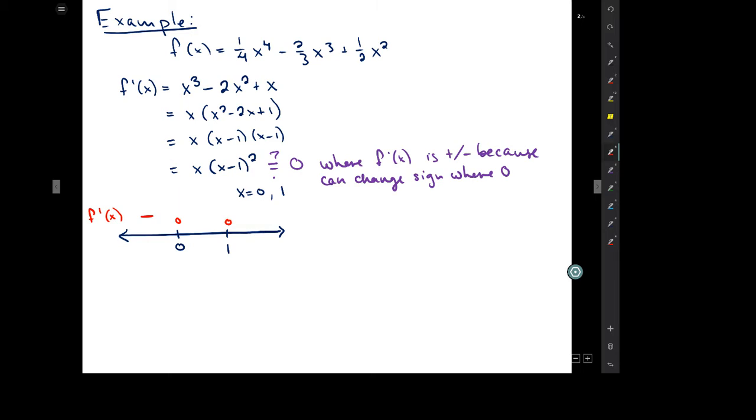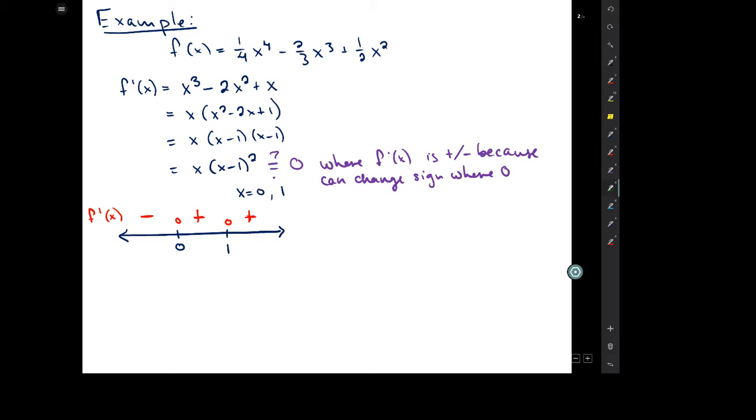Now, if I look at the next two intervals, if I plug in something between 0 and 1 or 1 to infinity, so if I plug in x equals 1/2 or x equals 2, I know that x minus 1 squared is going to be positive because it's squared. So all I have to do is look at the sign of the x, and it's going to be positive for both of those. So the sign of my first derivative is positive on both of those intervals.